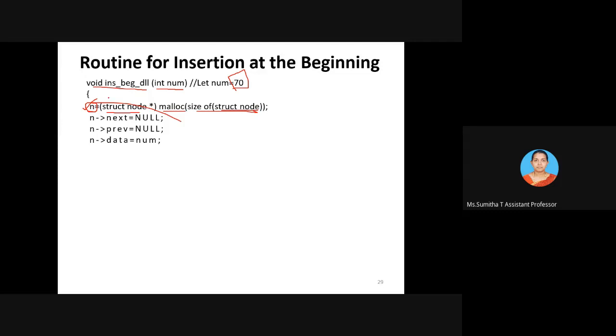This n holds the starting address of the particular memory. So what is the next line? n of next equal to null, and n of previous equal to null, and the third line n of data equal to num. What is the num value here? 70. Okay, very good.